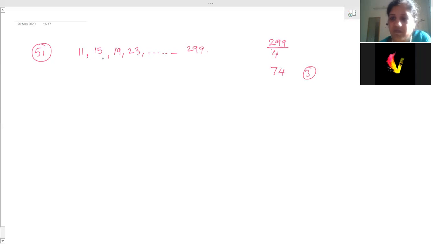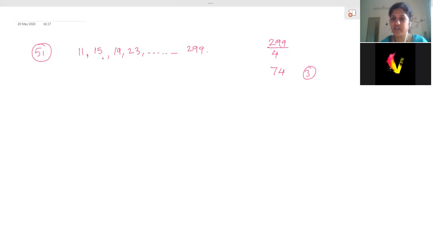Then you have to just do it normally and find the position of 299. That's it. Whatever the remainder they are telling, take the multiple and add that many numbers. That much remainder added, you will get the number.